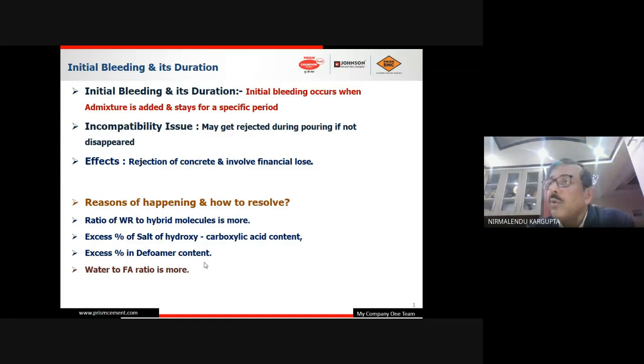And again, water to FA ratio is more. सैंड कम है और पानी ज्यादा है तो ब्लीडिंग करेंगे ही. हम क्या करते हैं ब्लीडिंग करते हैं? भाई पानी थोड़ा काट ले, थोड़ा 2% सैंड बढ़ा दे, यही तो बोलते हैं ना हम बेसिकली. तो वाटर टू FA रेशियो इज वेरी इंपॉर्टेंट फॉर अ डिजाइन मिक्स.